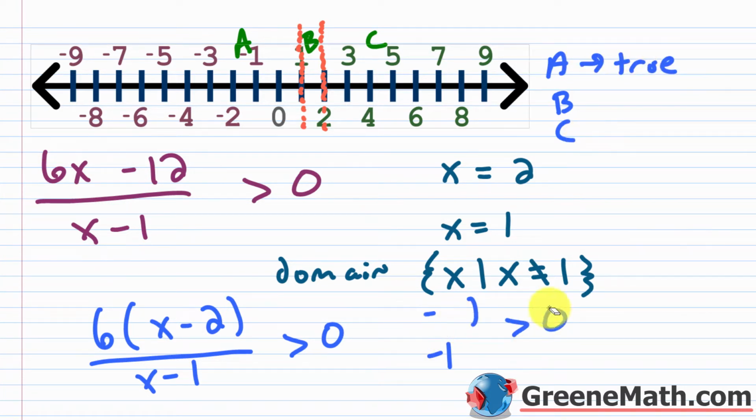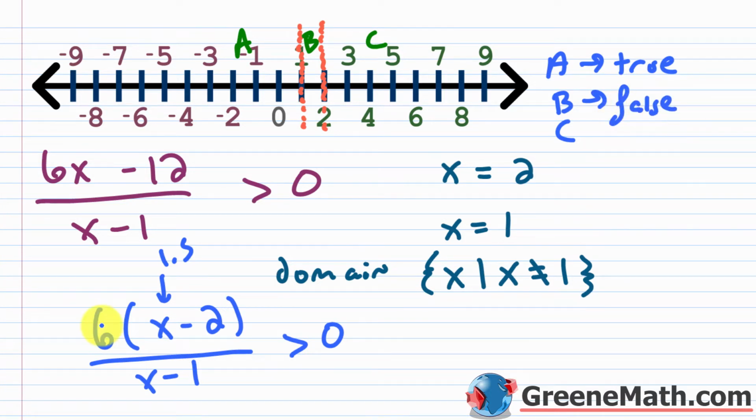Now for region B, again, just pick something between 1 and 2. I think an easy one would be maybe 1.5. But again, if you just plug that in, you see that if you plugged in a 1.5 and you subtract away 2, you're going to get negative 0.5, right? But just think about it this way. You'd have a negative here times a positive, so that's negative. And then down here, you'd have a positive. So negative over positive would be negative. So a negative is not going to be greater than 0. So this one is false.